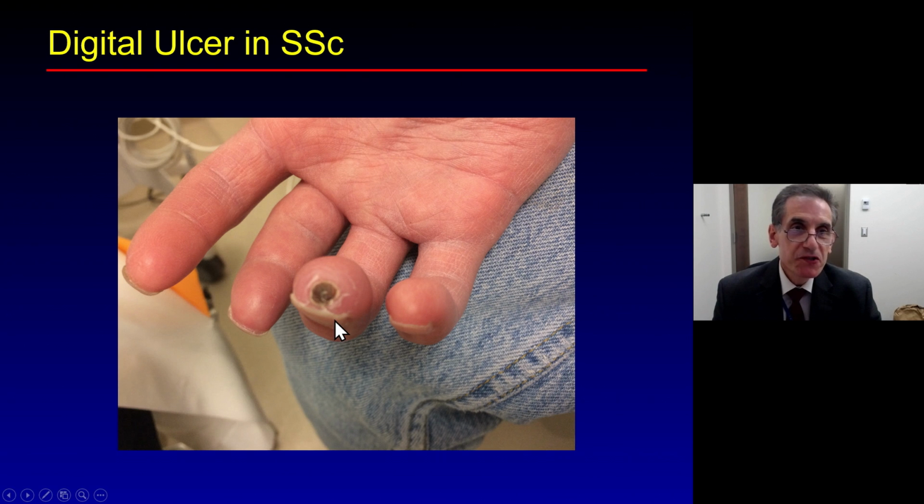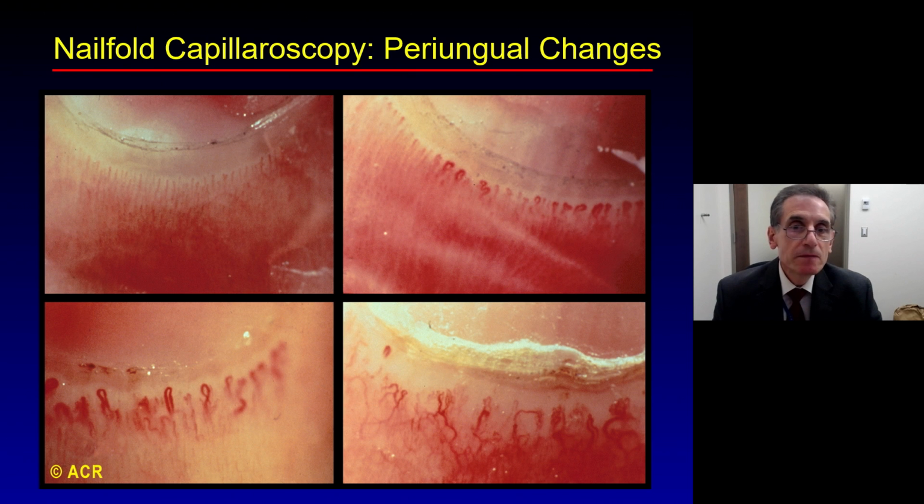Here's a digital ulcer that can occur in severe Raynaud's, associated in this case with Scleroderma. And these are the nail fold capillary microscopic changes that you can see if you use an ophthalmoscope or other microscope that allows you to visualize these blood vessels. These ectatic blood vessels are abnormal, and they are not seen in normal patients, which this is a representative of.